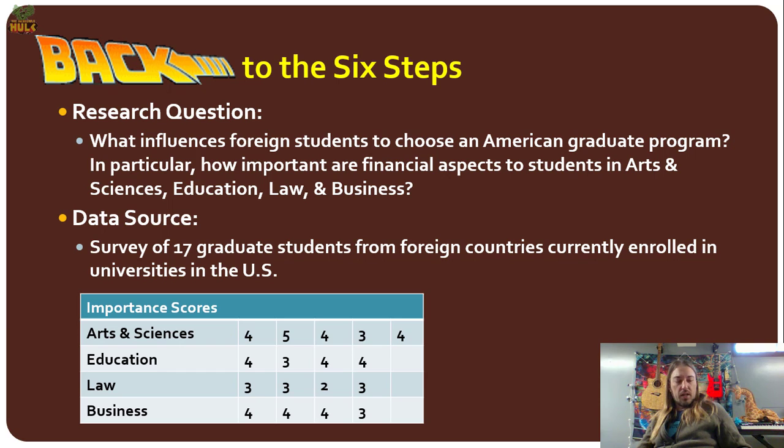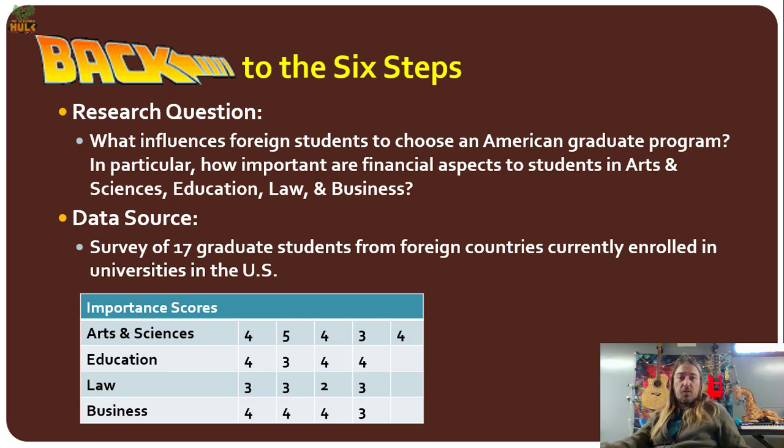The question essentially is, if you were an undergraduate in another country and you finished your bachelor's degree and you were deciding to come to graduate school in the United States, maybe you're a student who's going to be in arts and sciences, maybe education, maybe law, maybe business. How important would financial factors be in making that decision to come to the United States? Okay, hopefully that clears up a little bit.